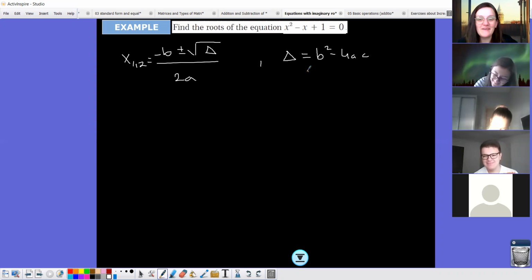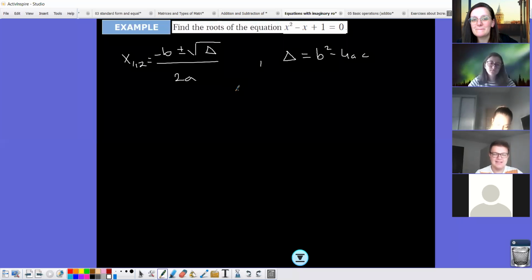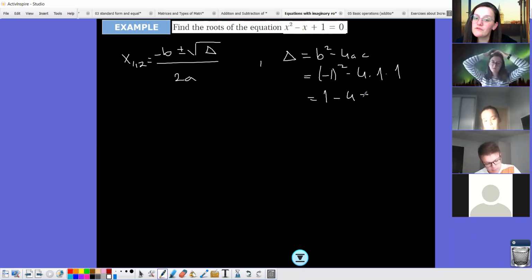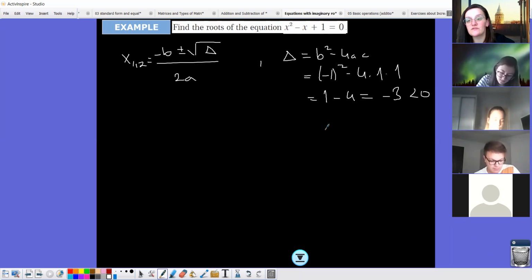Okay. So what is b here in this equation? Minus 1 squared minus 4 times what is a? 1. And c? 1. All of them are 1. Then 1 minus 4 is minus 3. So as you can see, the discriminant is less than 0.